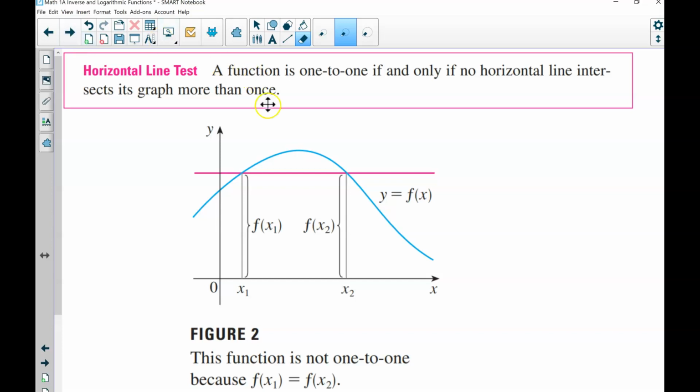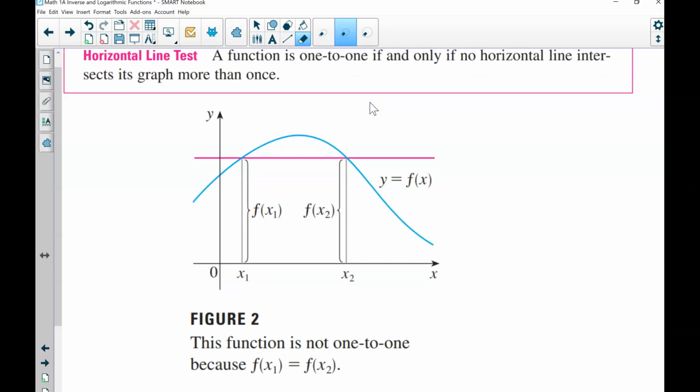Now, another scenario here is if we're looking at a graph. If you look at figure 2, we have a function that's in blue. And if a horizontal line intersects the graph of f in more than one point, then we can see from figure 2 that there are numbers x1 and x2 on this graph such that the outputs of x1 and x2 are equal to each other, because it has the same height. This means that f is not a one-to-one function.